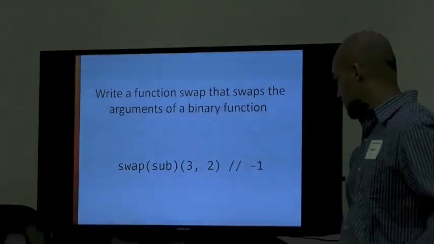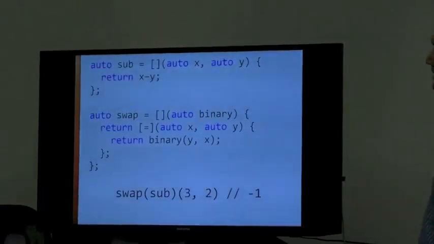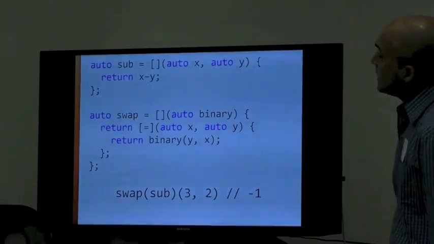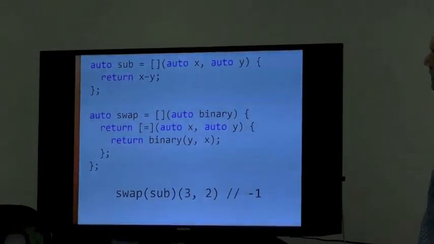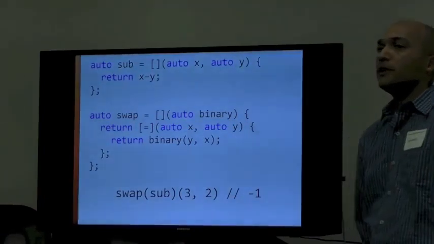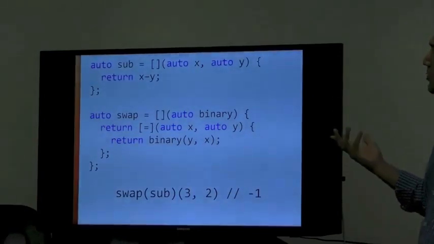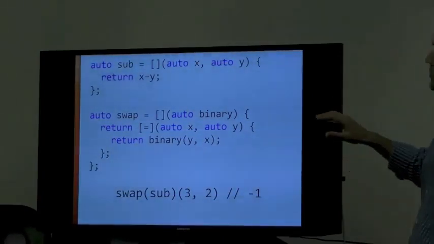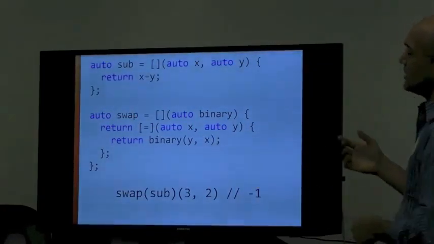So let's jump into code. So subtract again from the first few slides, same as before, return x minus y, pretty simple. But swap now takes a binary function. Again, it's auto. You don't care what the type really is. The compiler will figure it out. You don't have to worry about that. And again, if you want to write this code yourself, go from outside edges to inside. That will make a lot more sense.